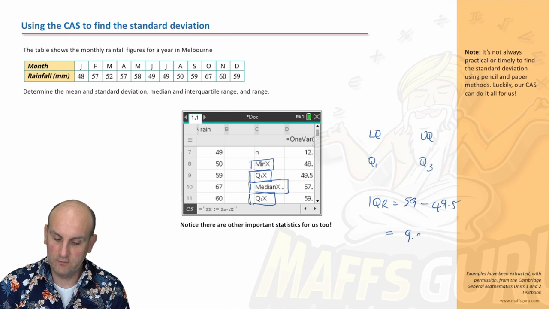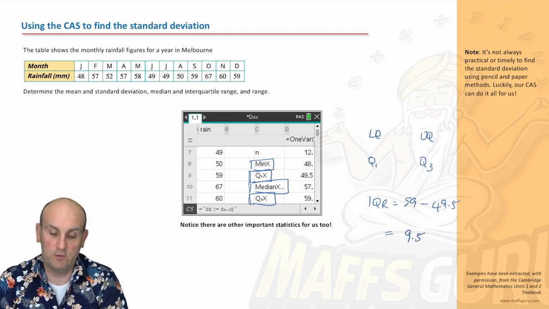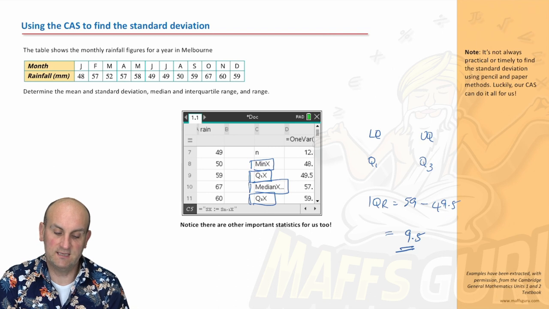That's what I was going to say, believe it or not, but I'm tired of re-recording videos because I've done something wrong. 9.5 is my interquartile range.